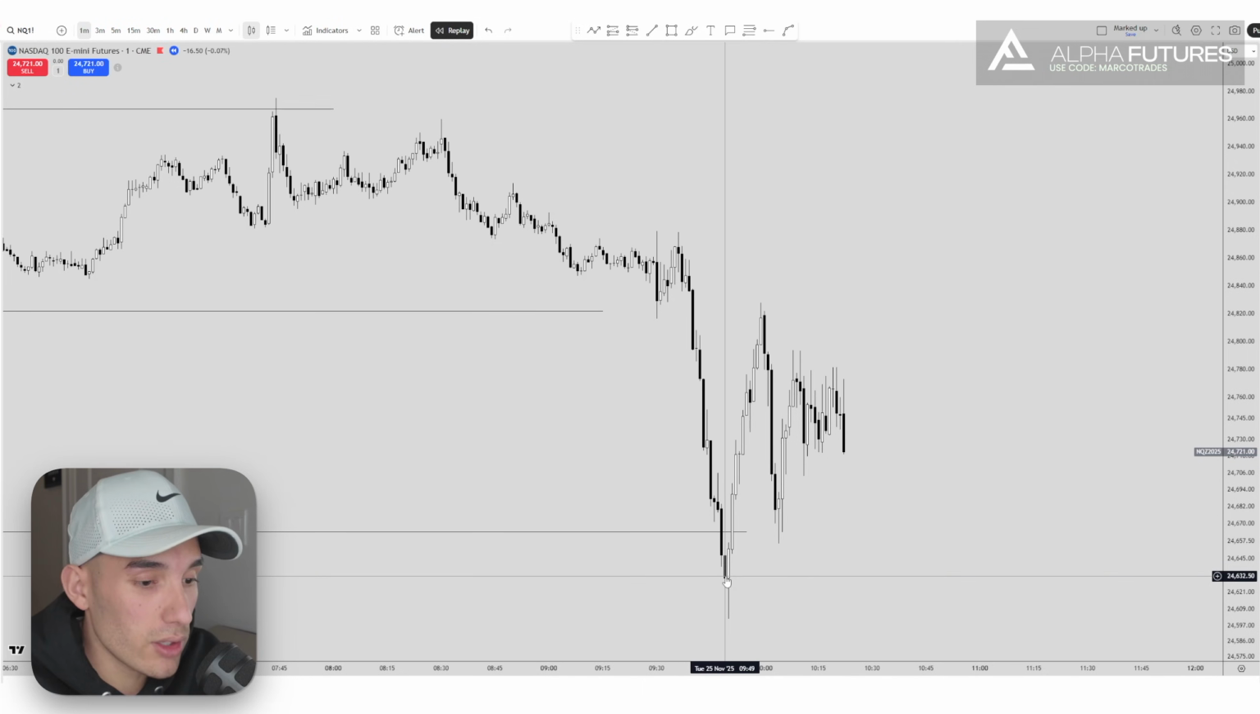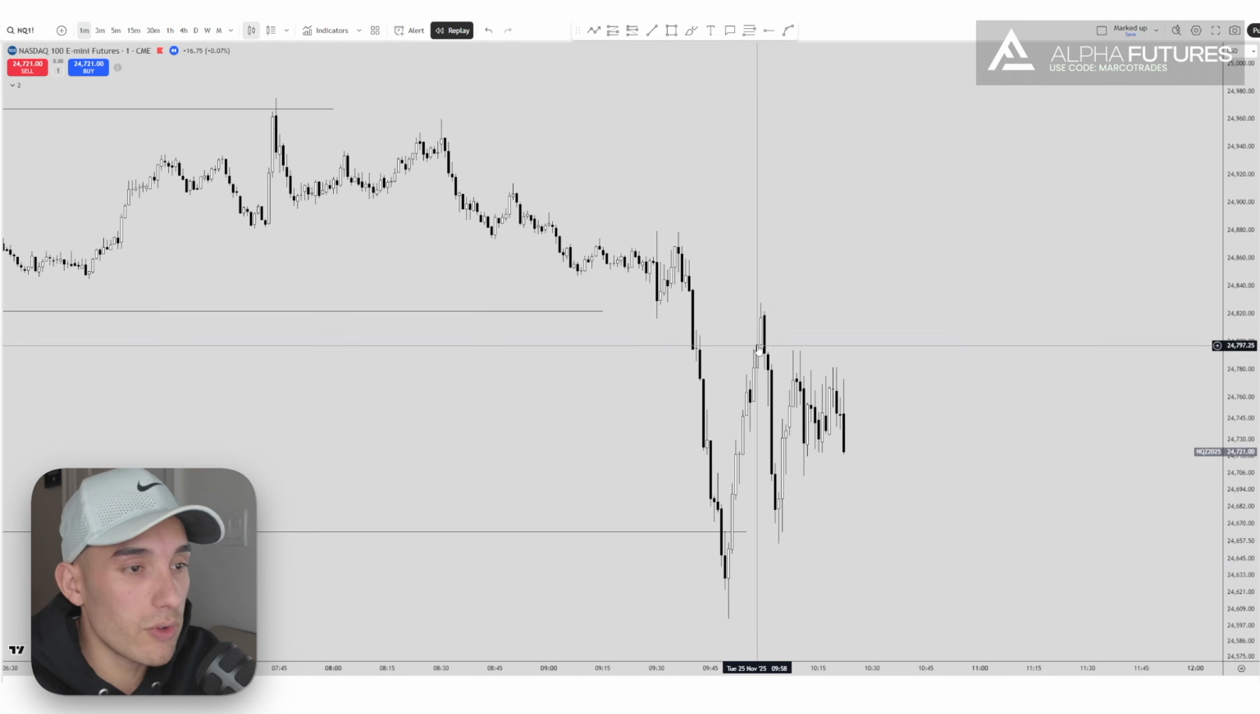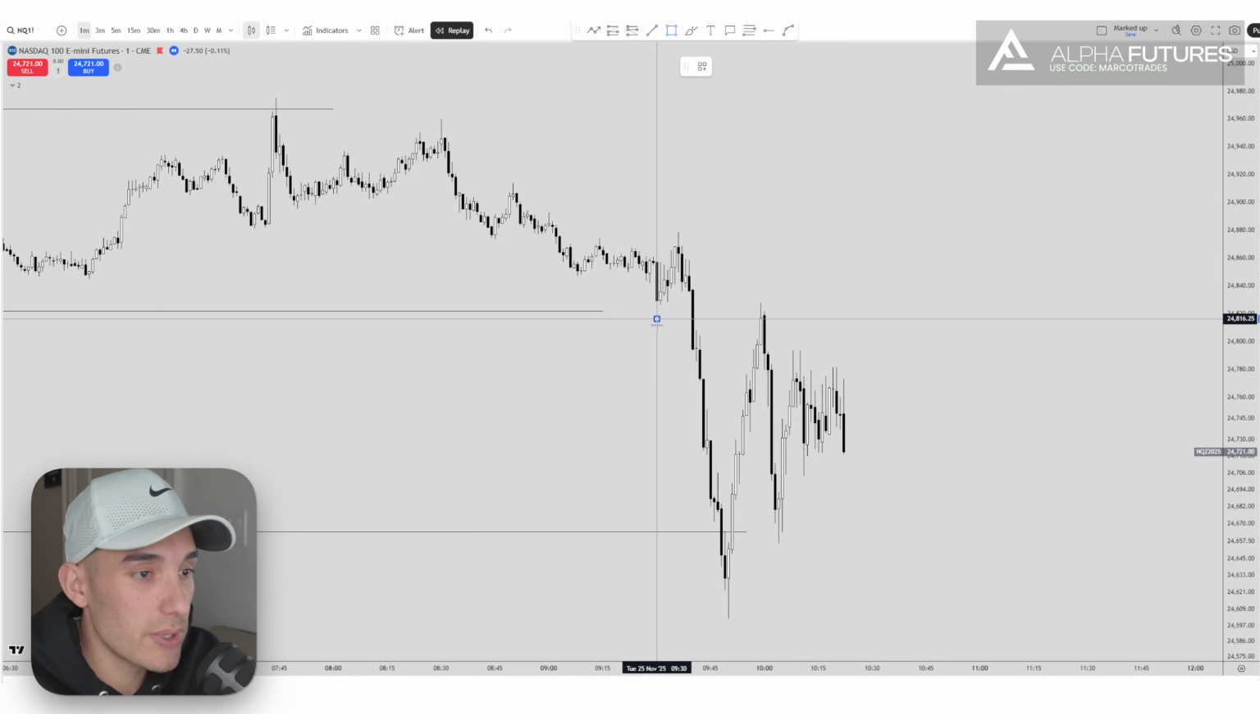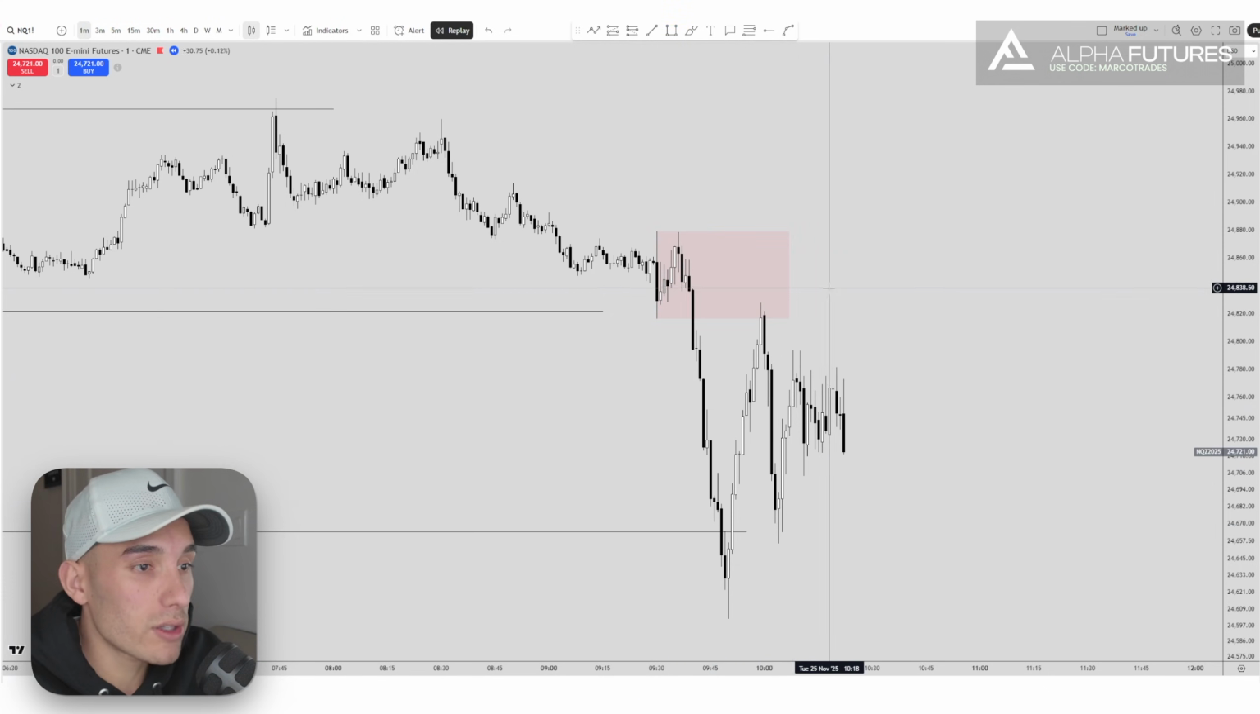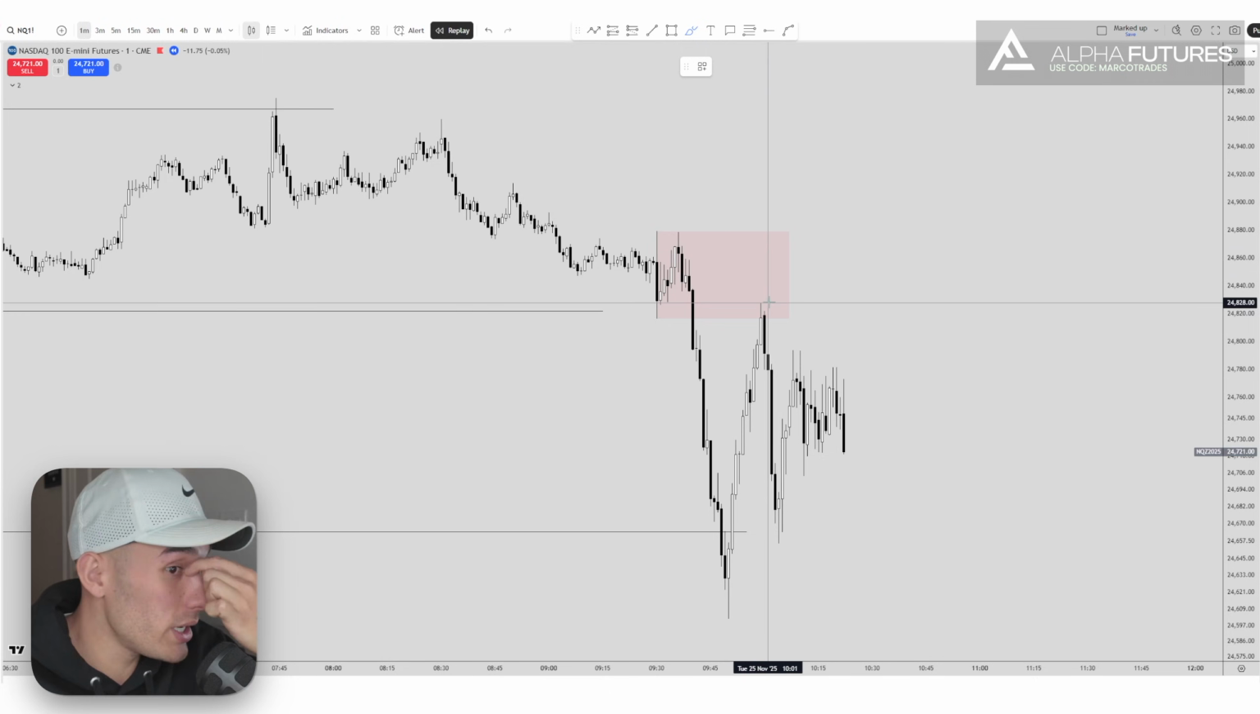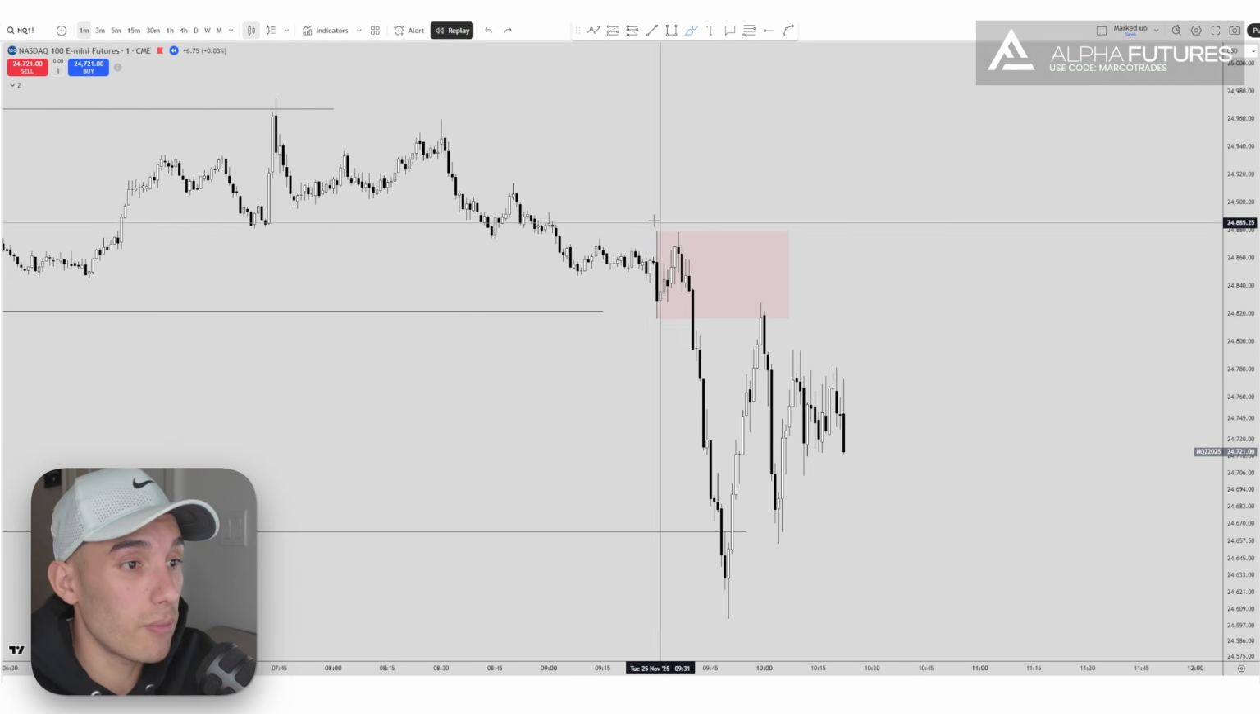Perfect. So what else can we see? After the run on liquidity at the lows, this is, again, 15, 20 minutes after stock open, we get a move up to the upside. We tap into this area. Why did I mark this out? This is going to be an area retail is looking to take entries from. What do we have right above?